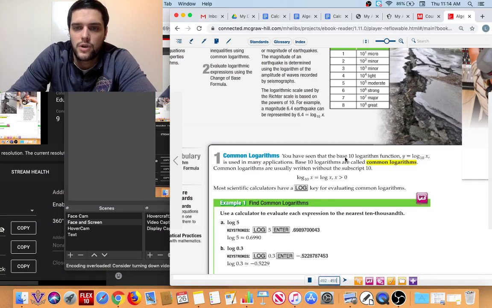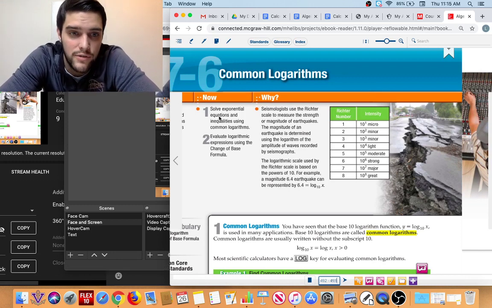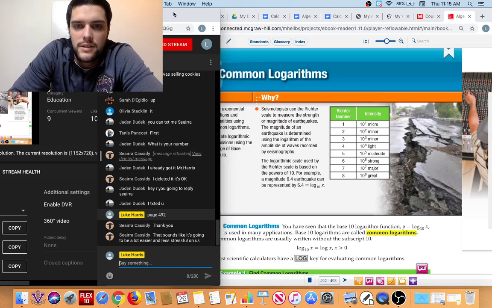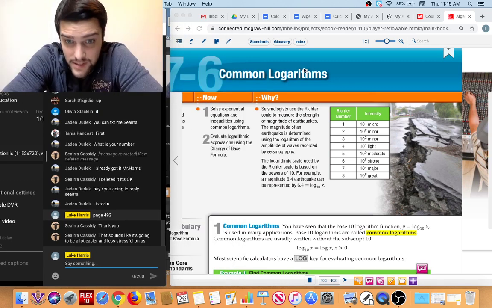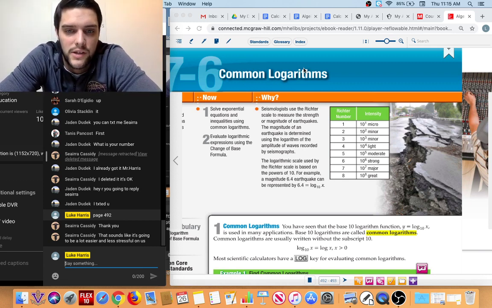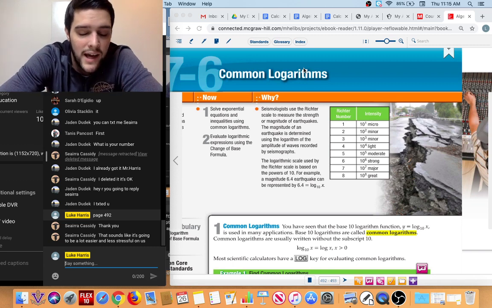All right, so you can see at the top here, this Y. I always like to read these. I just think it's kind of interesting stuff usually. So it says seismologists use the Richter scale to measure the strength or magnitude of earthquakes. The magnitude of an earthquake is determined using the logarithm of the amplitude of waves recorded by the seismographs. The logarithmic scale used by the Richter scale is based on the powers of 10. For example, a magnitude 6.4 earthquake can be represented by 6.4 equals log base 10 of x.